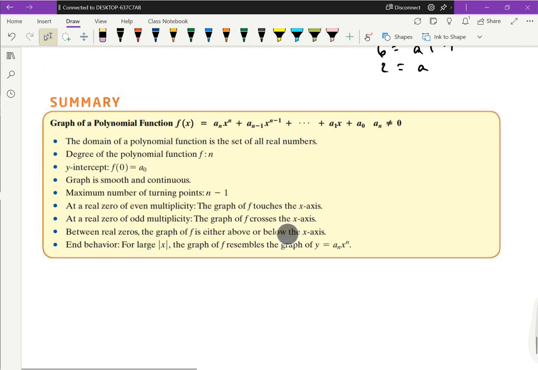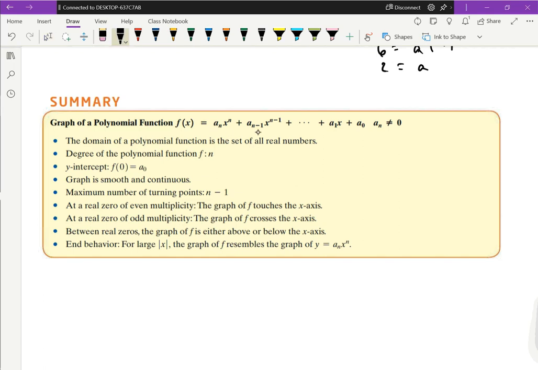So summarizing the whole of chapter 5, section 1, the graph of the polynomial function. And again, we have this really long looking setup, but if we remember, this is just a number. So the number associated with x to the nth power, a number associated with x to the n minus 1 power. So maybe this is x to the fifth, and x to the fourth, x cubed, x squared, x to the first, and just a constant. The domain was a set of all real numbers. The degree is what the highest exponent is. The y-intercept is out here at a sub 0.